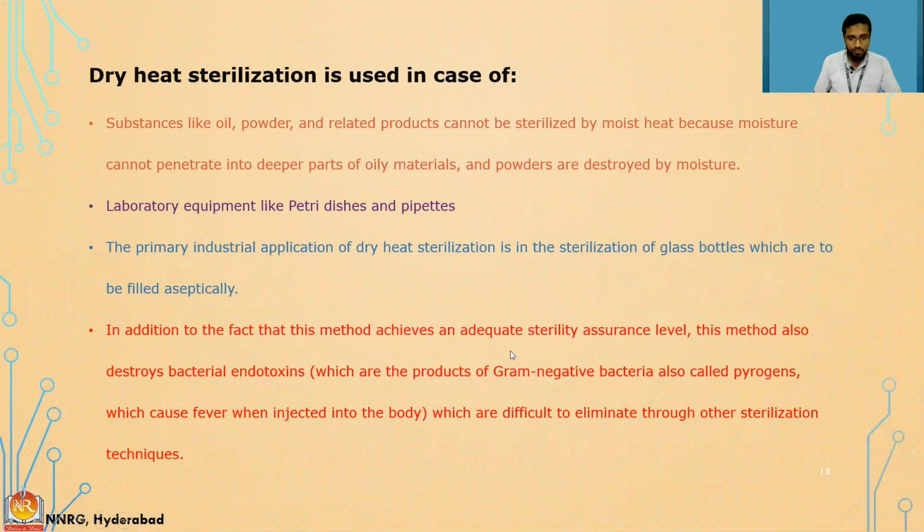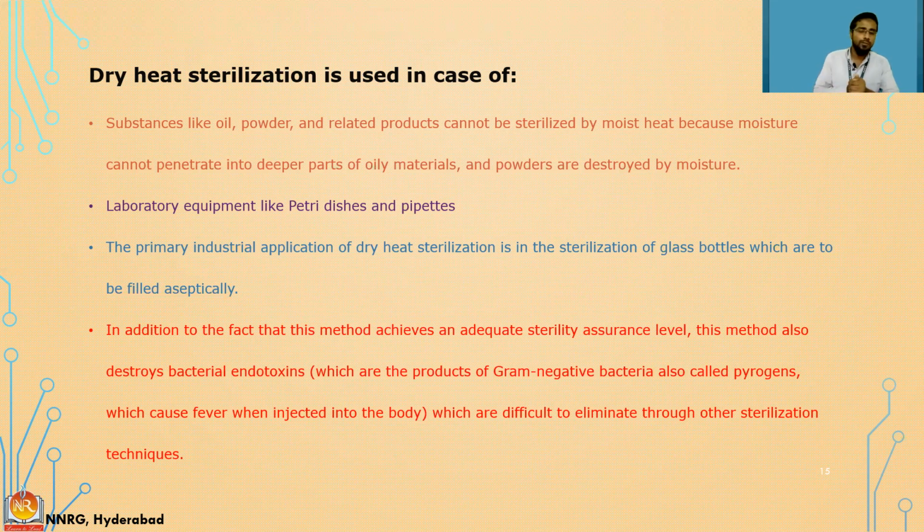Let us first see in what cases dry heat sterilization is used, then we'll go for various methods. Substances like oil, powder, and related products cannot be sterilized by moist heat because moisture cannot penetrate the deeper parts of oily materials, and powders are destroyed by moisture. As discussed, if we try to sterilize powders by moist heat sterilization, the moisture present in the air will be absorbed by the powders themselves. As a result, they become coagulated.